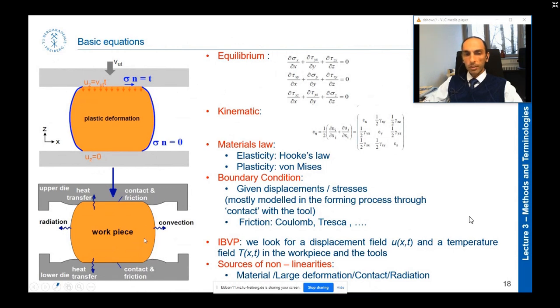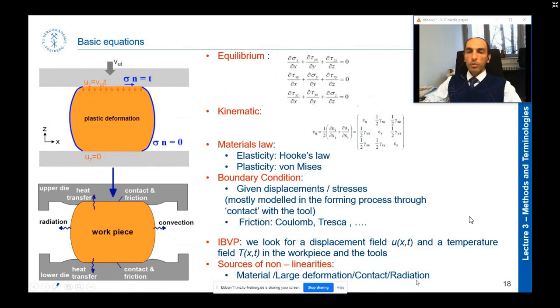And these are the boundary conditions, and these boundary conditions are a source of non-linearity, as I said before, because for example when you have large deformation, there is no linear relation between the stress and strain. But okay, we can assume that in elastic it is linear, but in plastic it's not at all.